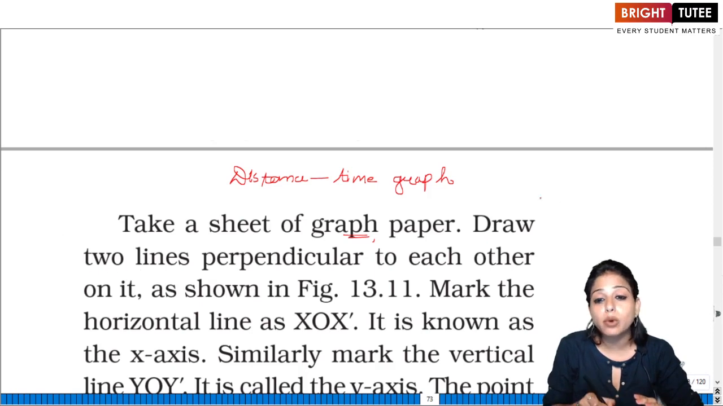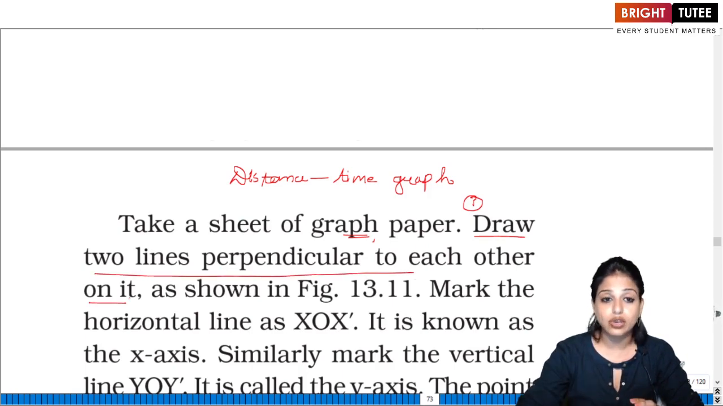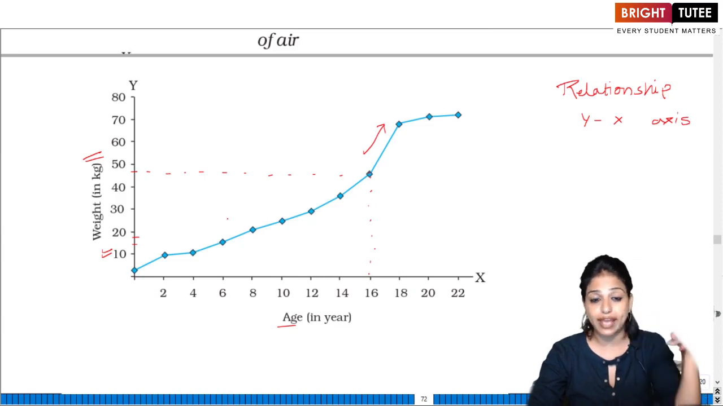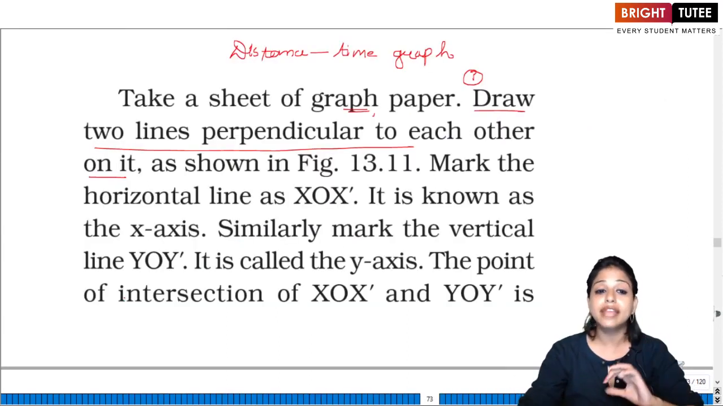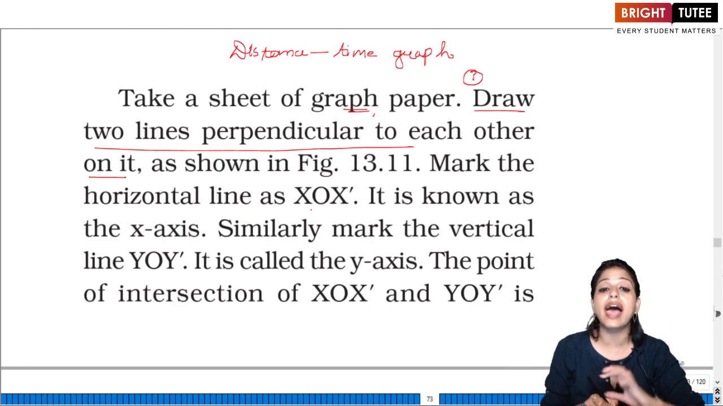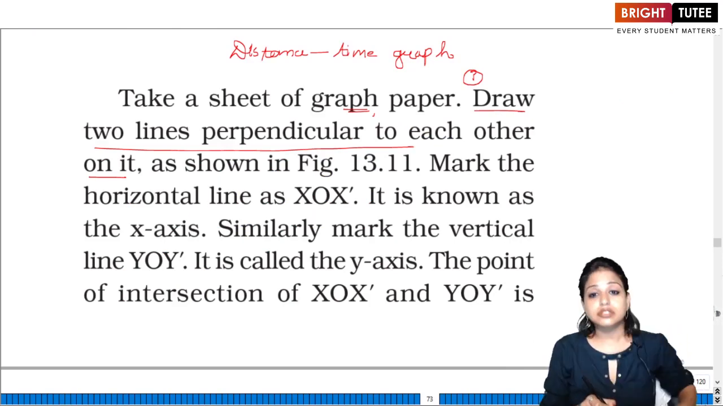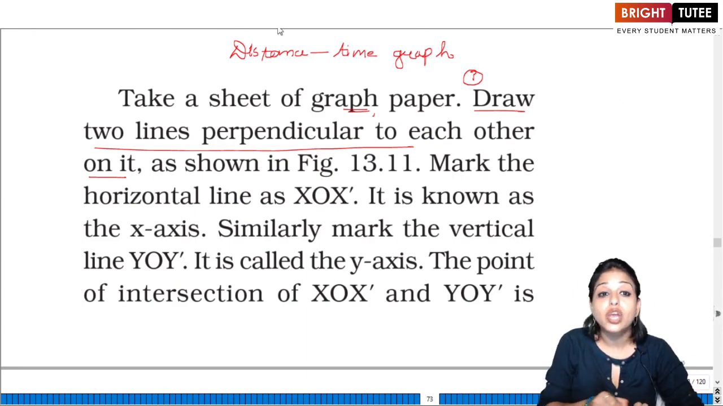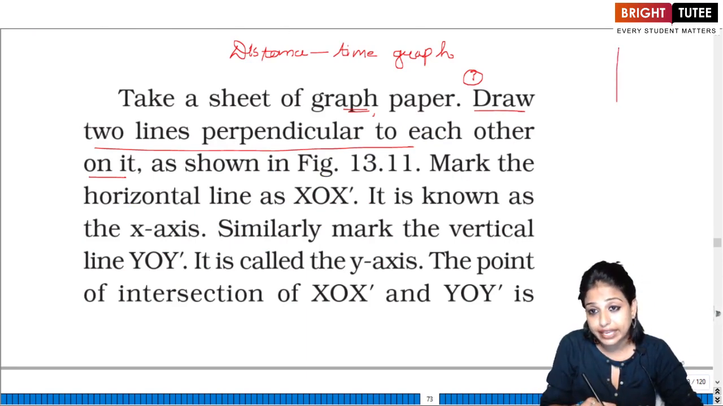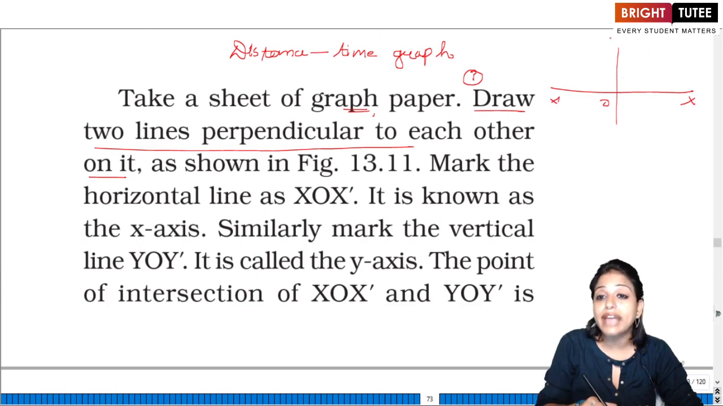What you need to do? Number one, to make a graph, you need to first draw two lines perpendicular to each other on it. As you have seen in this diagram, the x and y axes are the two perpendicular lines. Then you will mark the horizontal axis X, O, X dash. So people, let us understand what we are doing. We are asked to make two perpendicular lines on our graph and mark one as X, O, X dash, and the perpendicular one as Y, O, Y dash. So these are my two axes.